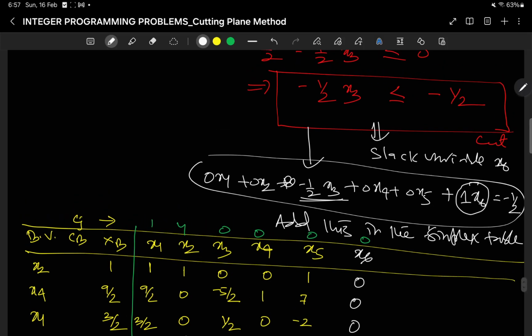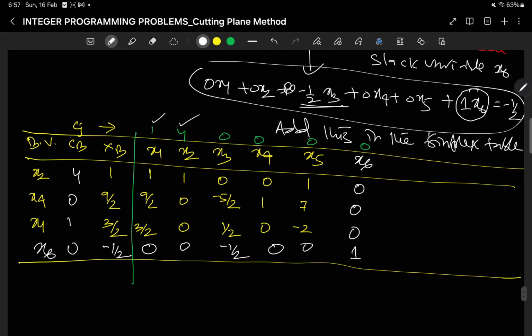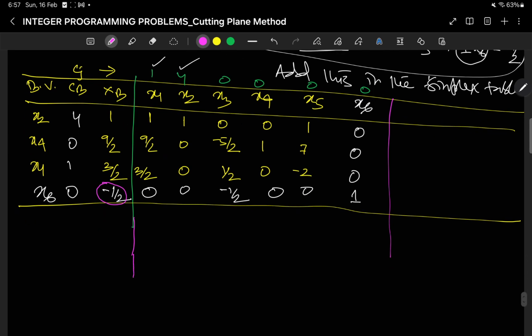Okay, and the CB, the coefficient, is x2 is 4, x4 is 0, x1 is 1, and x6 is 0. So this is the table we have. Now we see in this table the feasibility is hampered, because this is negative, so we have to first make it positive. Here R4 needs to be replaced, we have to make it positive.